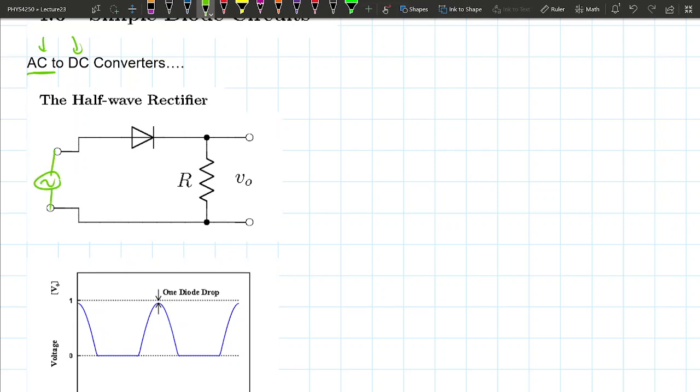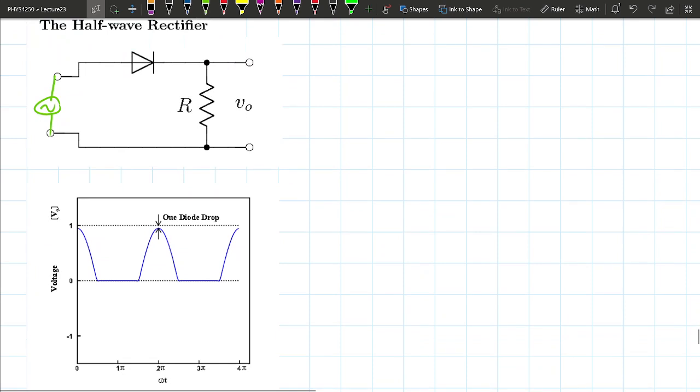You connect both of these, right? But you want the output to be DC. Basically, you want constant voltage as opposed to an oscillating voltage. Okay. Now we can make this by just adding a little diode to your circuit. Okay. Right. So the way this works is, let's just analyze this by looking at how this voltage is coming in.